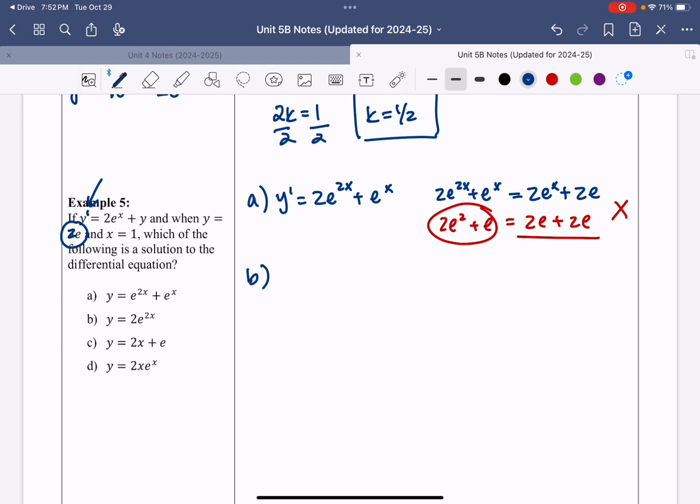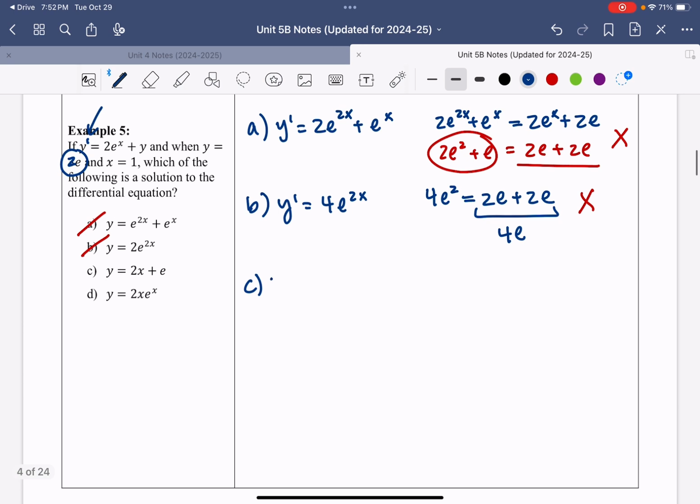Going in for B. Okay, so y prime is going to be equal to 4e to the 2x. Okay, so plugging it in, I'm going to have 4e to the first power, or to the second power. And that's going to be equal to 2e plus 2e. Okay, so in this case, when I combine this side together, that's going to give me a 4e, which is not an e squared, so again, it's not B. Going for C.